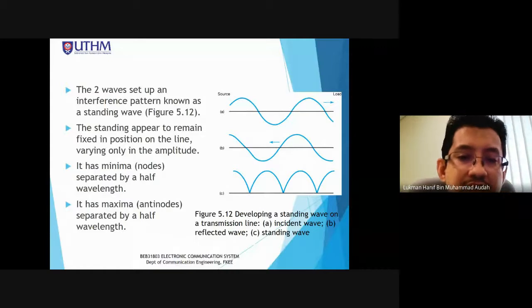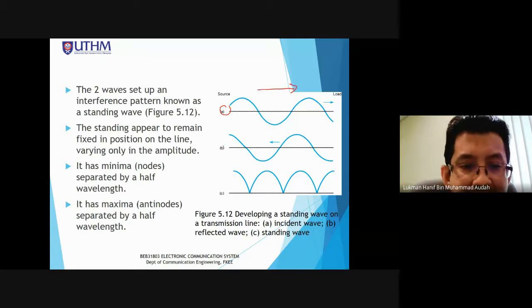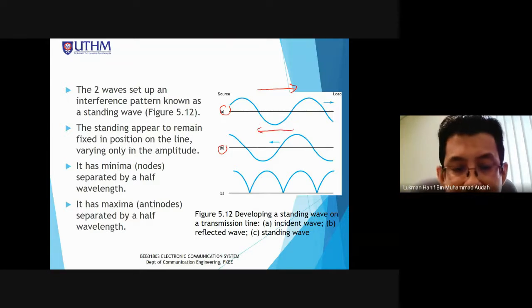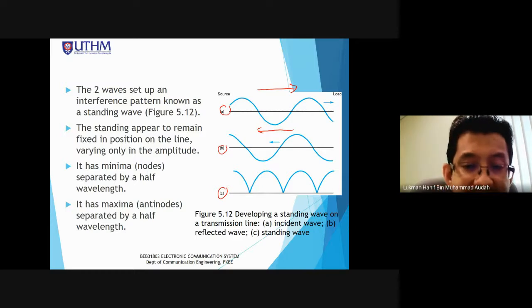So you see that ABC. So picture A is the incident wave move from source to load. Picture B is a reflected wave moving from load to source. Okay, and the C picture, picture C shows the standing wave. Picture C ini adalah gelombang berdiri. Okay, you see that dia seolah-olah berdiri pada paksi X, and you see that this standing wave has a minima.